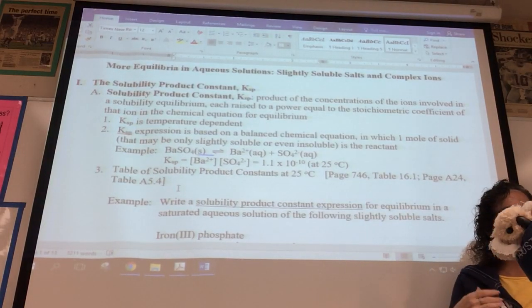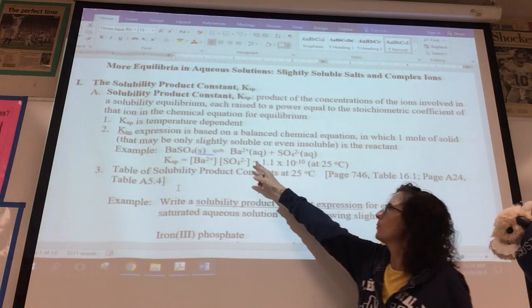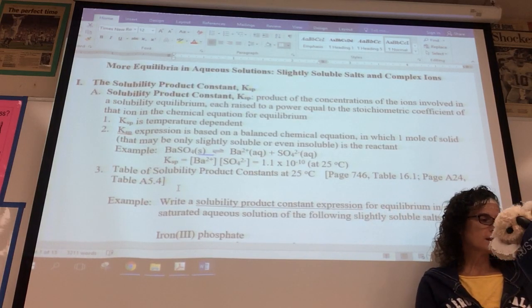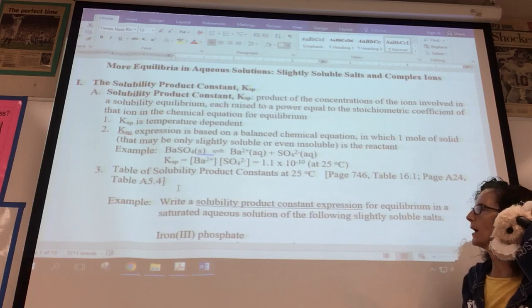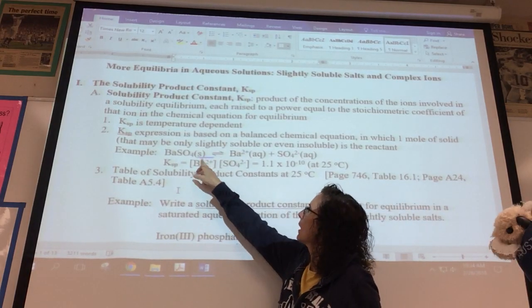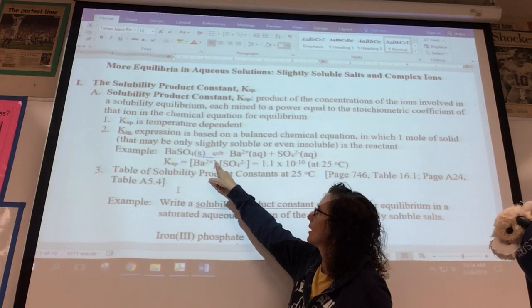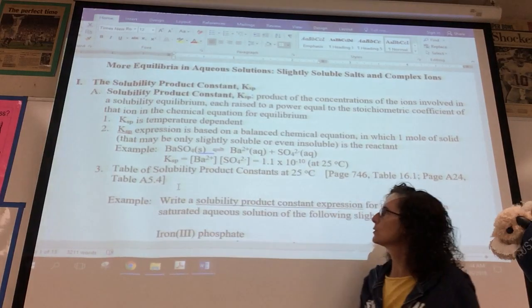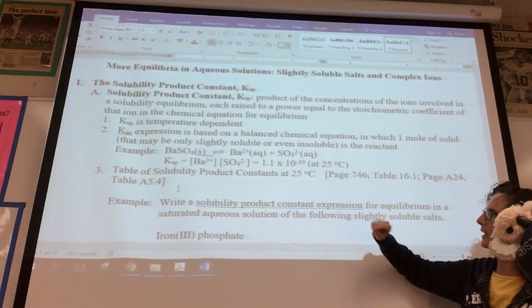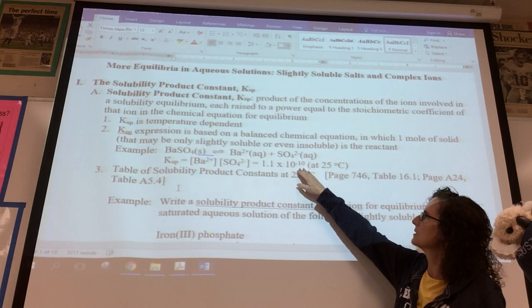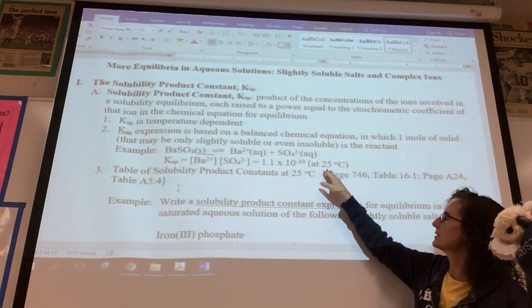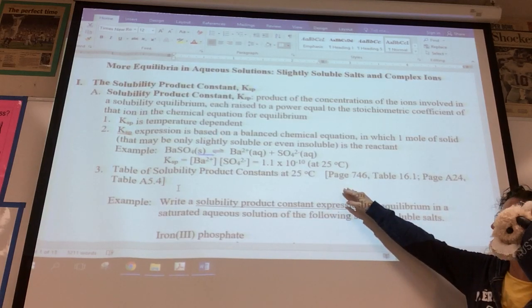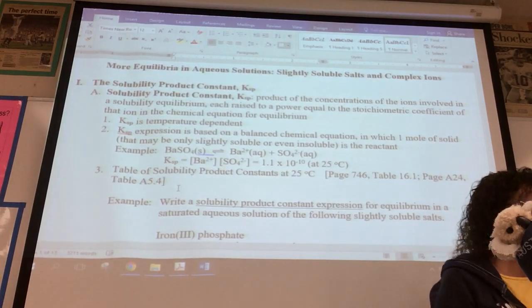The KSP value would be to a negative exponent. You'd have barium ion and sulfate ion. The KSP, or solubility product constant expression, is equal to the concentration of the first ion raised to its coefficient 1, concentration of the second ion raised to its coefficient of 1, and that KSP is equal to 1.1 times 10 to the negative 10 at 25 degrees Celsius. It is temperature dependent. There is a table of solubility product constants in your textbook.